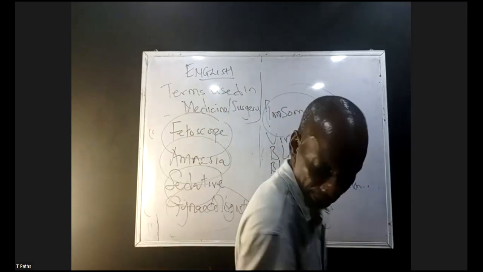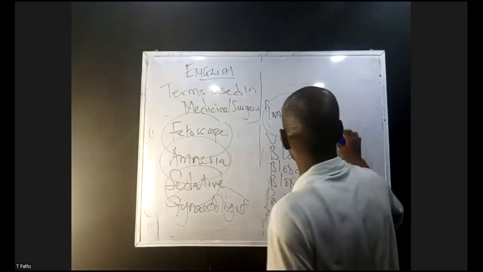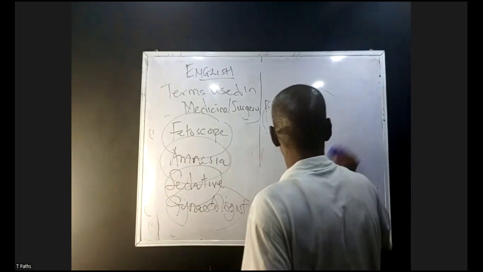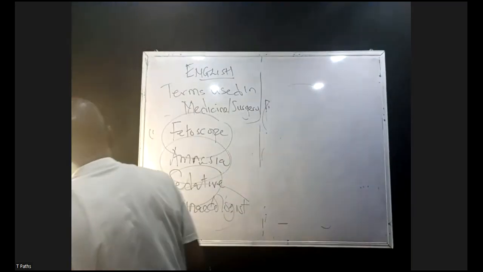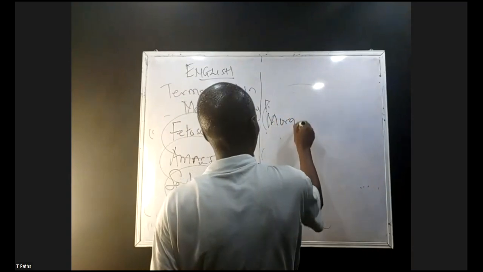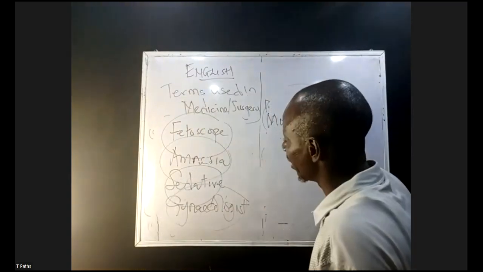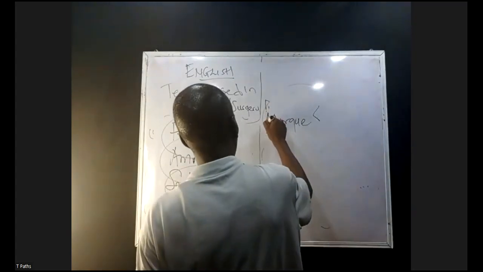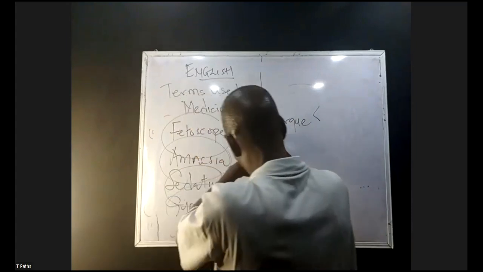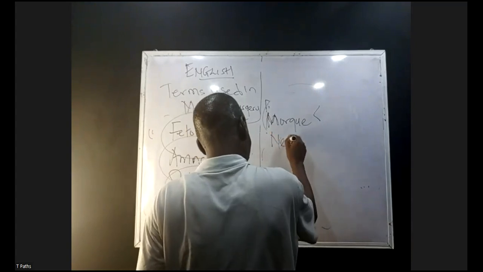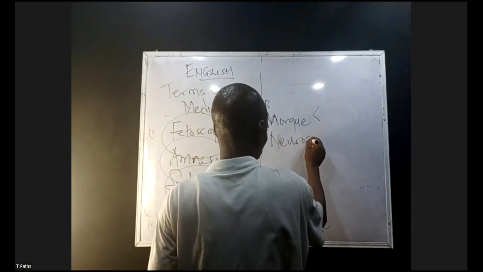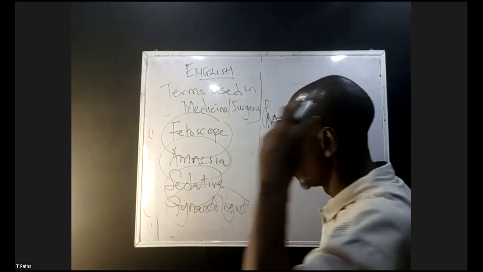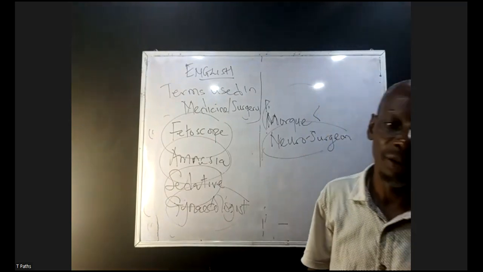Then we have morgue. A morgue is a place where corpses are deposited for identification. Morgue, M-O-R-G-U-E. We said a morgue is a place where corpses are deposited for identification. We have neurosurgeon. A neurosurgeon is a medical doctor that deals with brain disorder. A medical doctor that deals with what? Brain disorder.